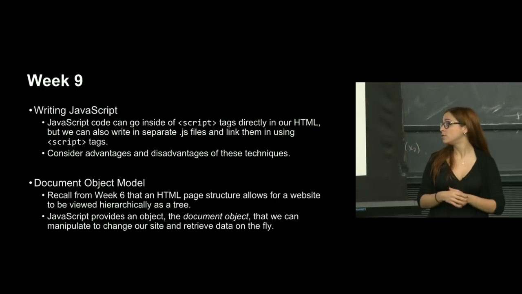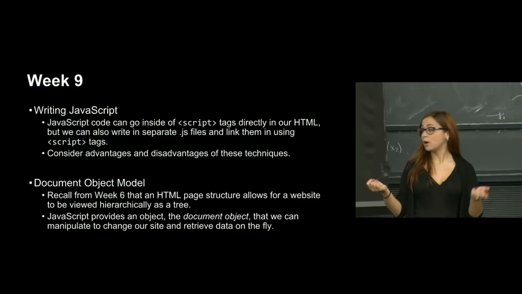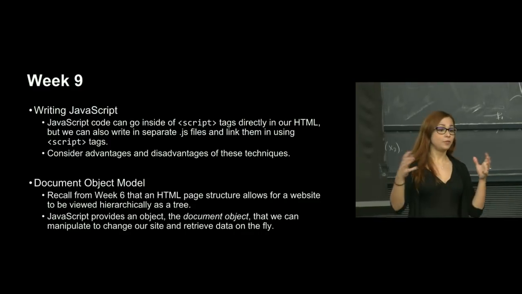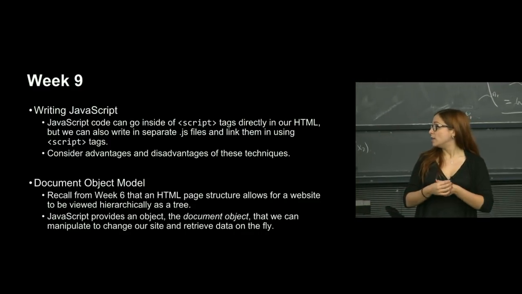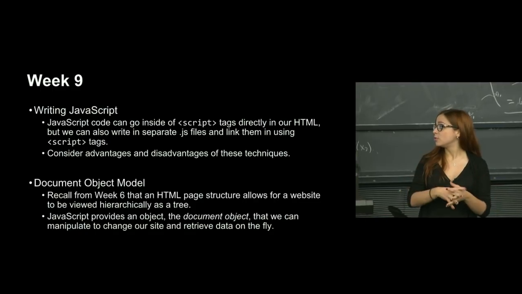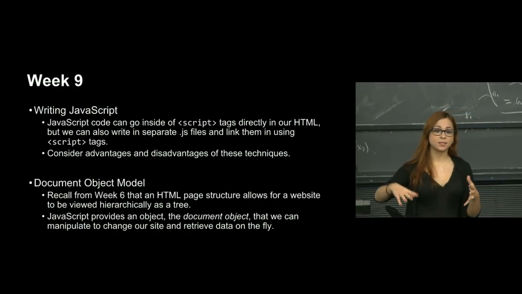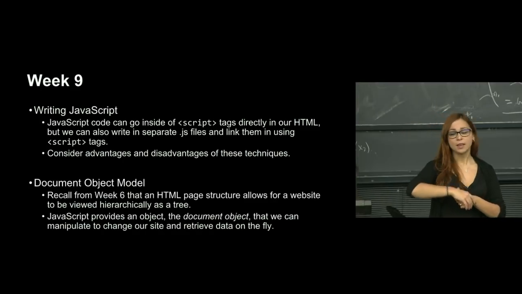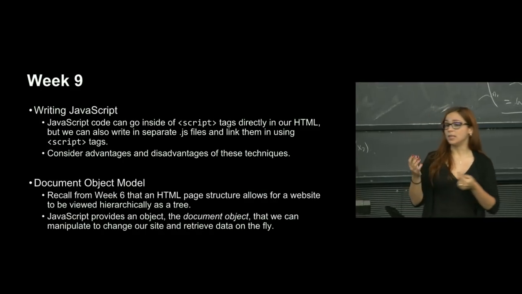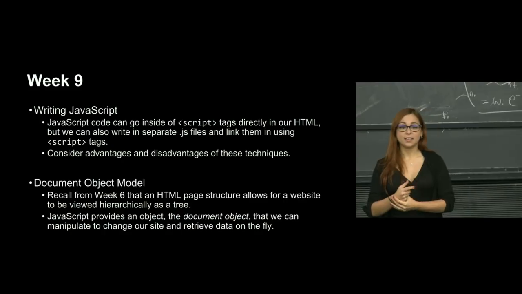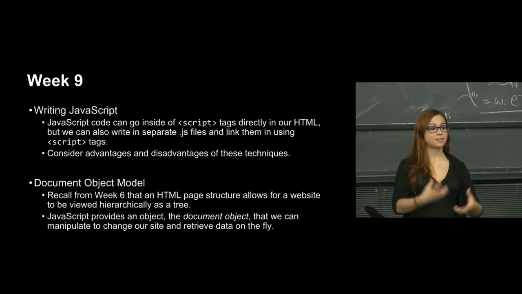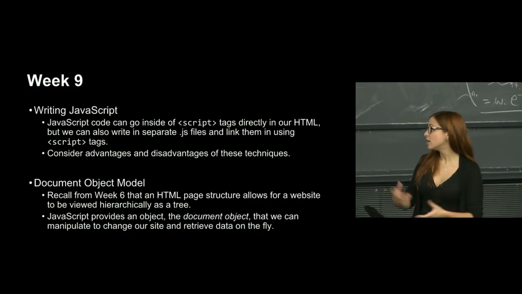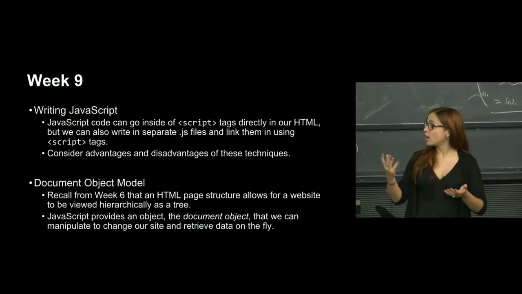Another thing that we talked about with JavaScript is the document object model. If you go back to week 6, you'll see that the HTML page allows websites to be viewed as a hierarchical structure, like a tree. And in JavaScript, what we get is an object that represents an HTML page, a web page. That's called the document object.